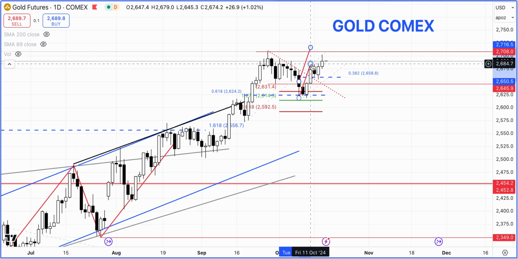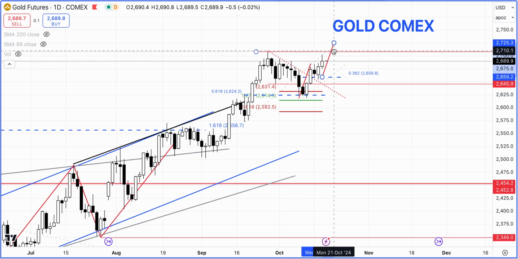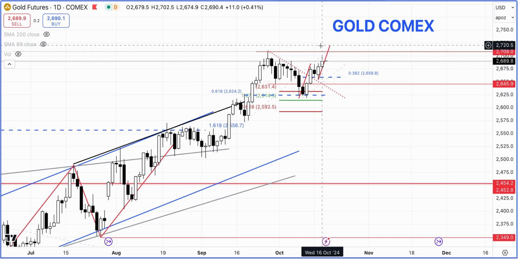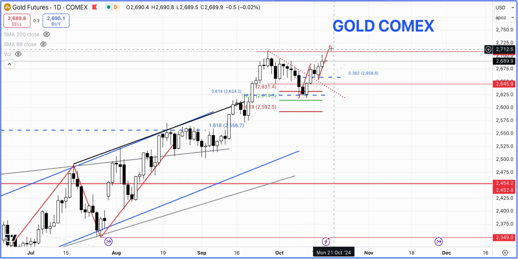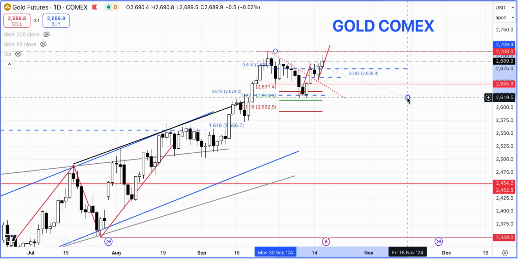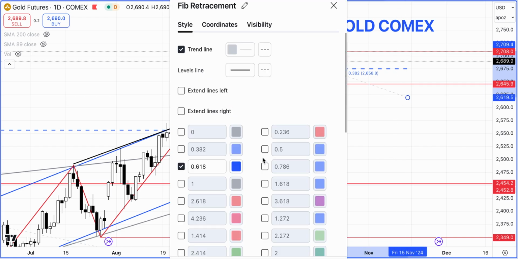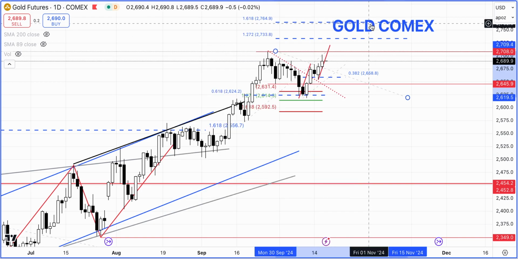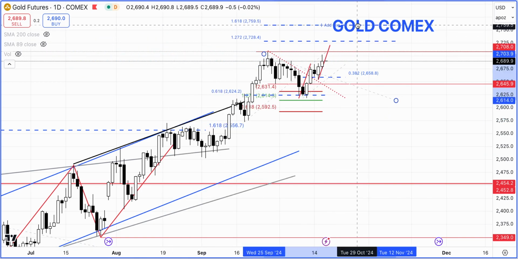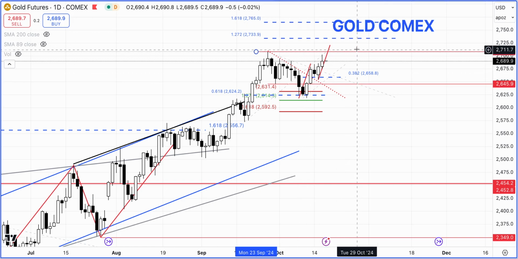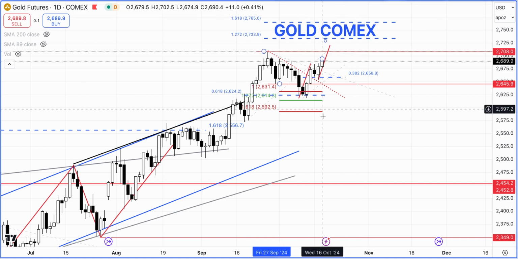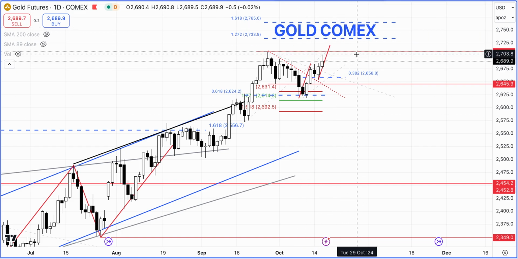We can have a small ABCD which could in fact target around 2720. That's the level we can look at for this market to go shorter term. In fact, if we were to just take a 1.272 expansion, here we go, then we are getting some targets of around 2733 to even 2765 on the daily chart. So these are possibly the regions that this market is moving into.